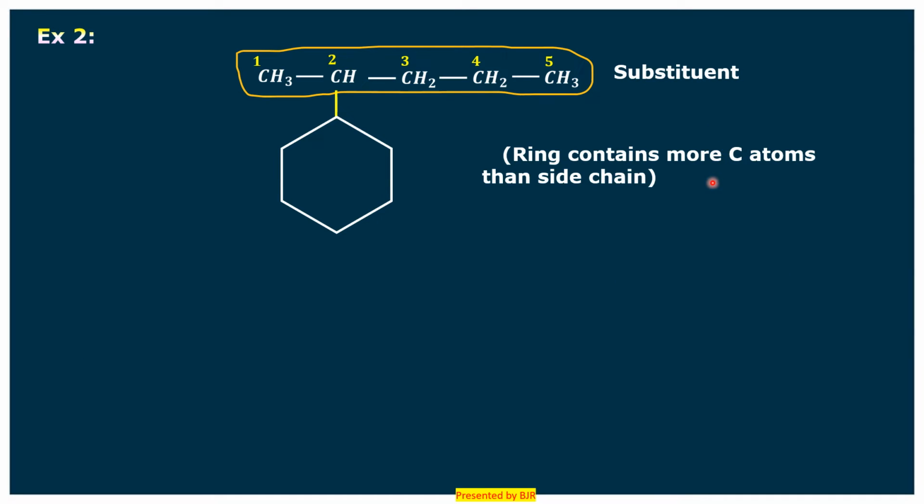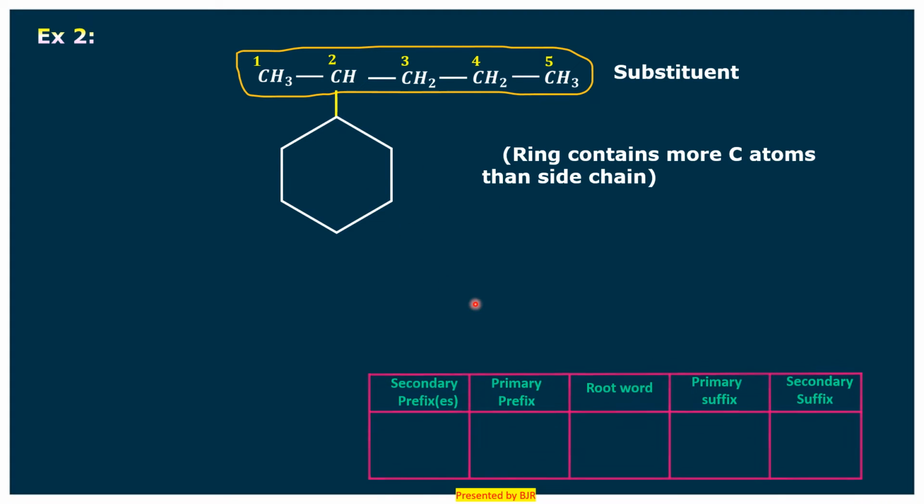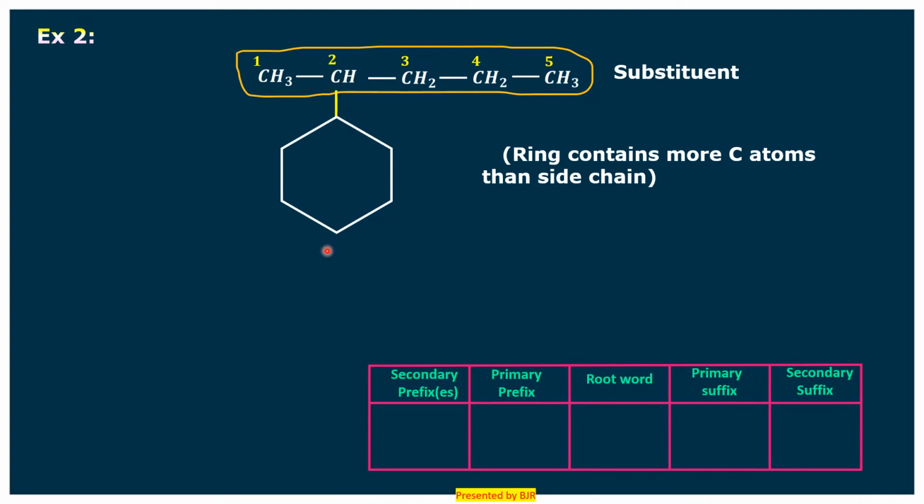In this alkyl group, the second carbon atom is attached to the ring. We have to derive the root word from this ring. 6 carbon atoms are there in the ring, so it is hex, primary suffix ane, primary prefix cyclo, and pentyl. 1, 2, 3, 4, 5 carbon atoms are there in this alkyl group, so it is pentyl.